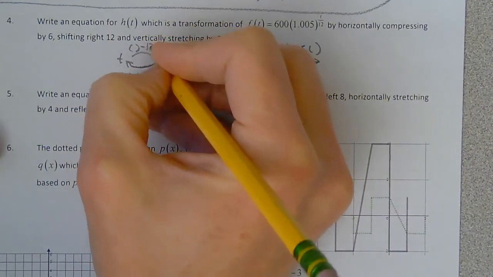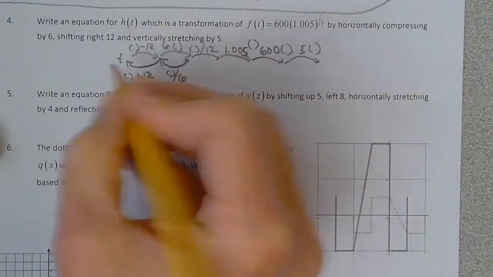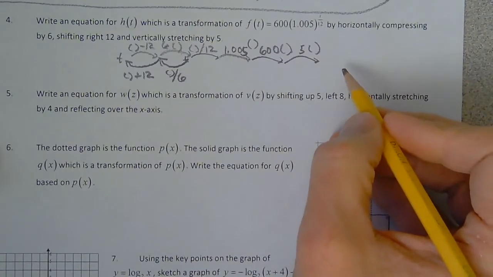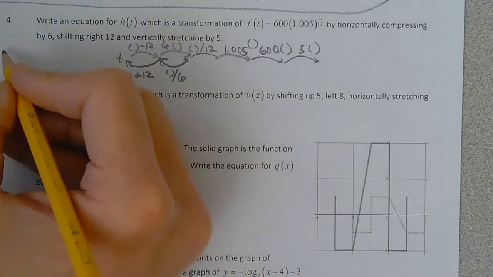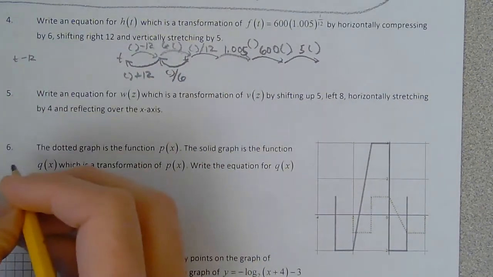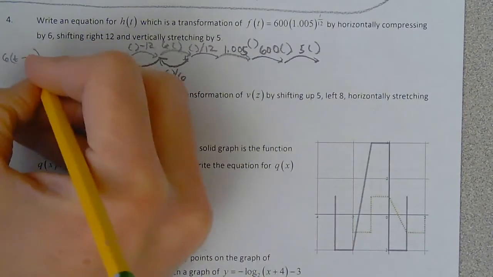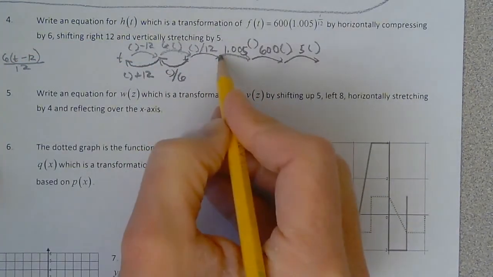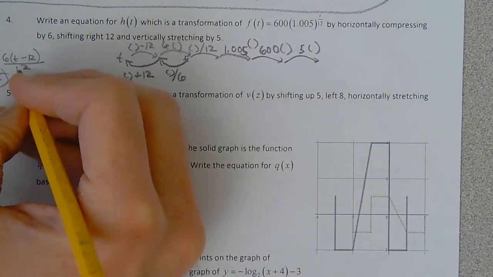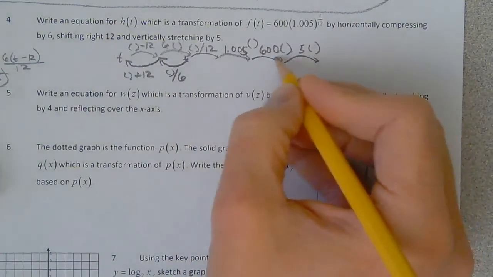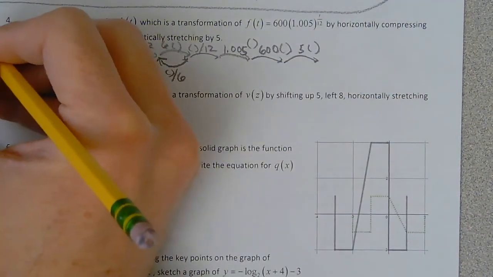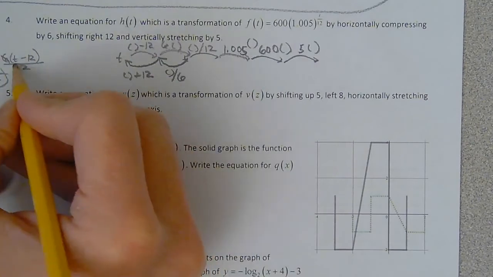I'm going to subtract 12, multiply by 6, and I will just follow this all the way through and see if there's any obvious simplifying that I can do. So we're going to start with the t minus 12. That's going to get multiplied by 6 and then divided by 12, and then put into the power of 1.005. Then multiplied by 600 and multiplied by 5. Together that's going to be multiplied by 3,000 out in front there. And I can do a little simplifying here.